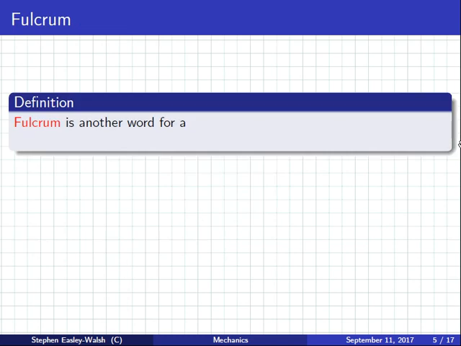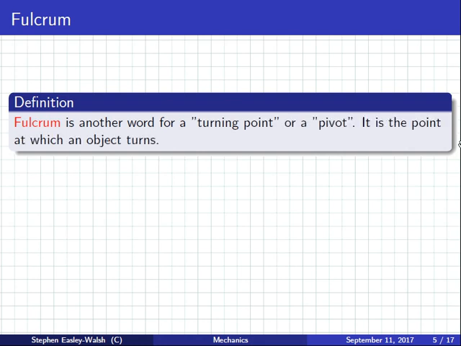Okay, so some vocabulary. Does anyone know this word, fulcrum? What's another word for it, maybe? Yes, in the lever system. Which part of the lever system? Not quite the centre. Think of another word. It's the point where it turns. Yeah, the hinge. A fulcrum is another word for a turning point or a pivot. It's the point at which the object turns.